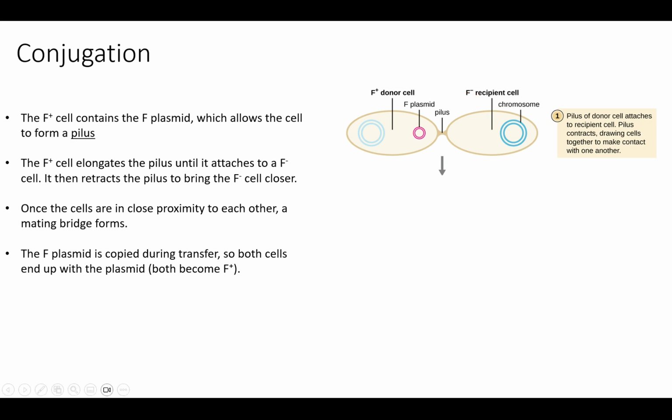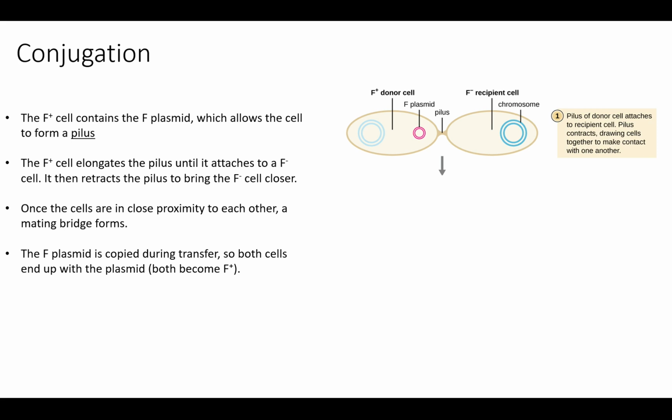plasmid. Okay, so the cell with the F plasmid is referred to as the F plus. It is the donor cell. It is going to initiate this process of conjugation and ultimately share that plasmid. Okay, so at the end of the day, they'll both have it. They'll both be F plus. So pause this video and answer that question. Jot it down on your notes.